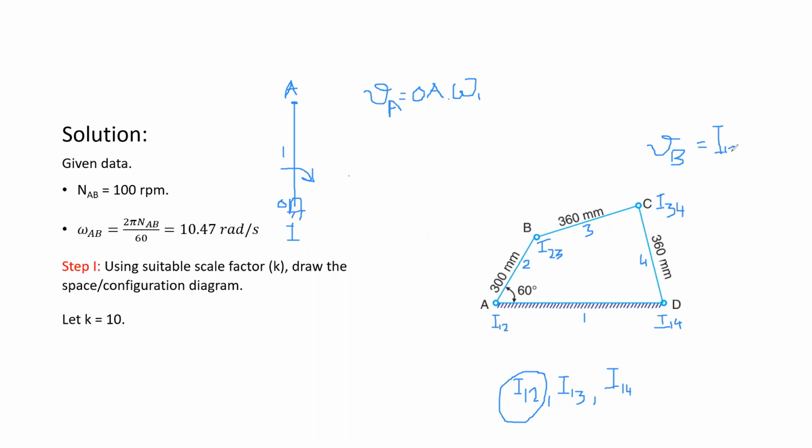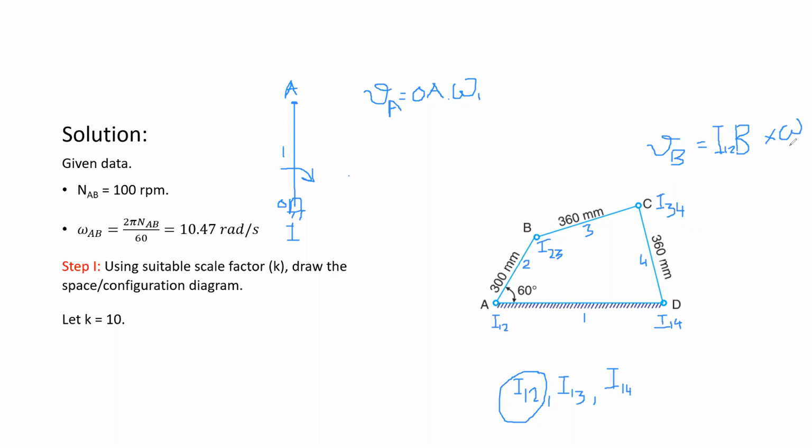Okay, this is I12. Now velocity is nothing but r into omega. So what is the radius for point B? Point B का distance from I12, from center of rotation. So my formula will become I12 से point B का distance into angular velocity, right? Angular velocity.